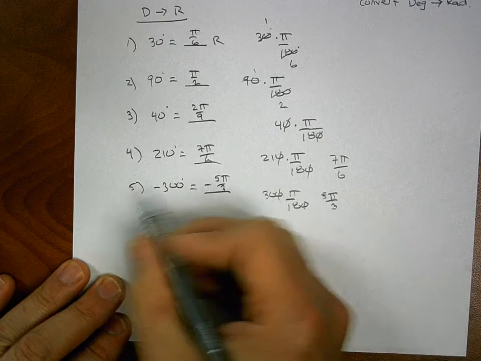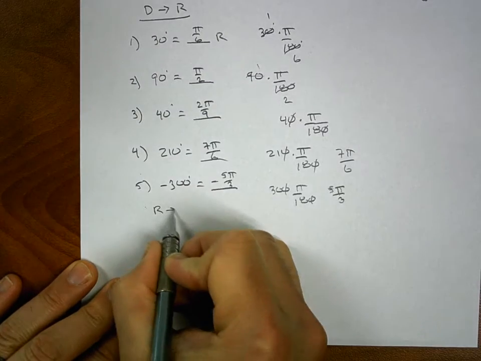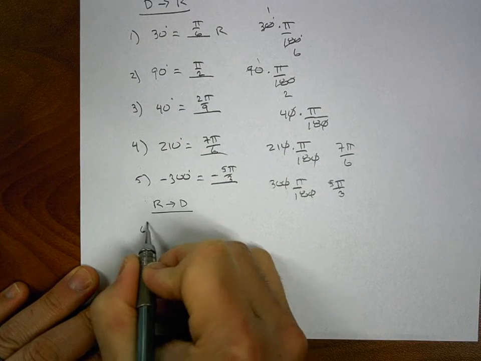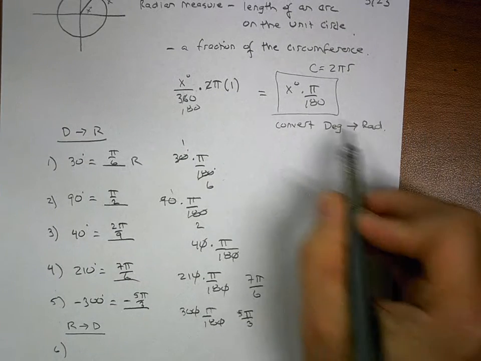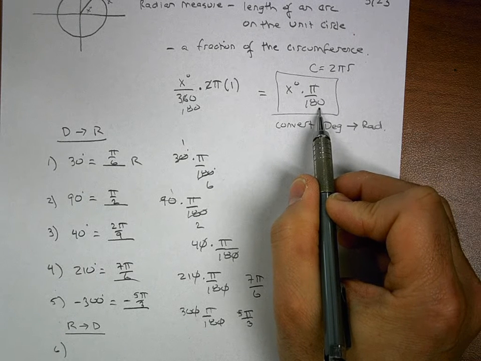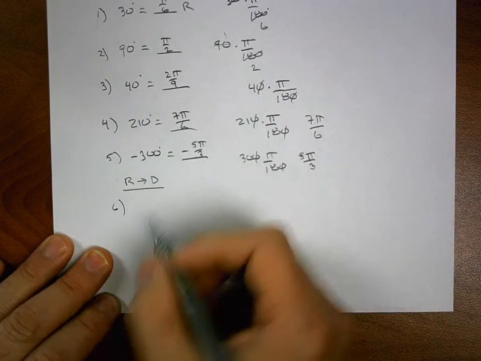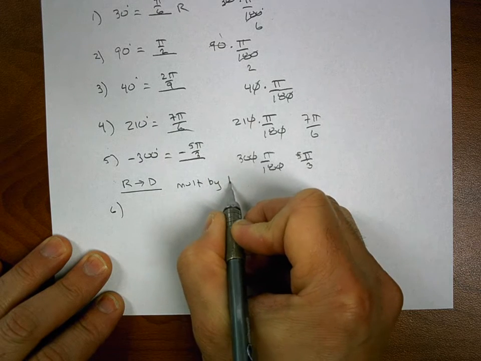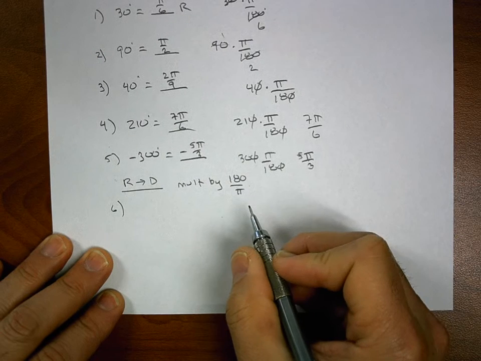Okay, so instead of a degree to a radian, let's go the other way. So radian to a degree. I guess I'll call this number 6. To go from a degree to a radian, we multiply the degree by pi over 180. Well, what do you think we're going to do to go the other way? 180 over pi. So we're going to multiply by 180 over pi, and that'll convert it to degrees.